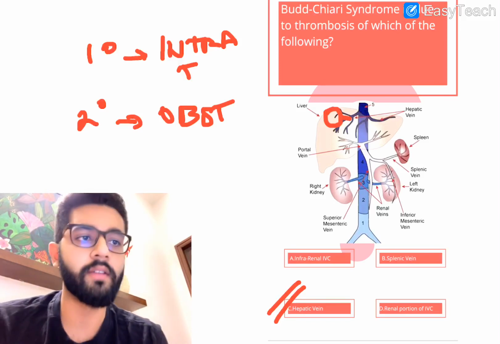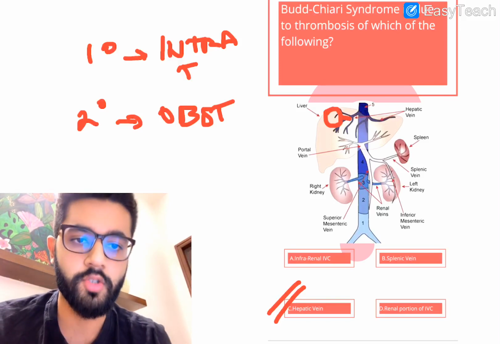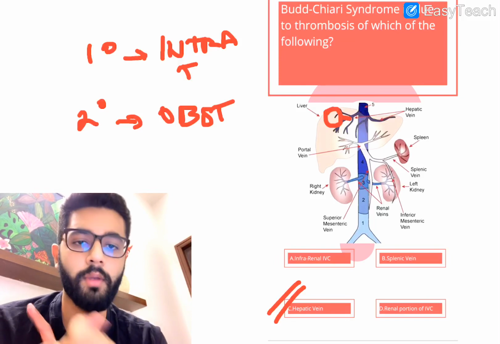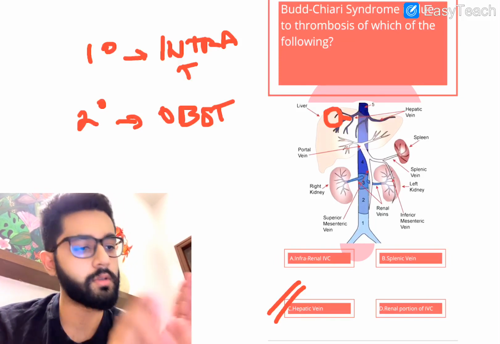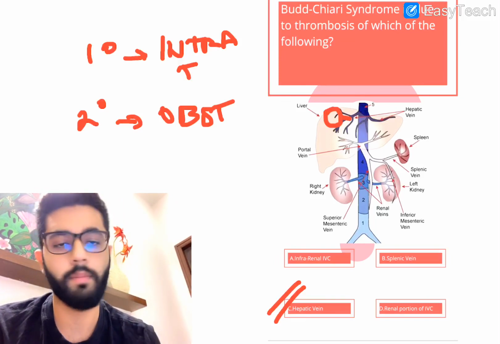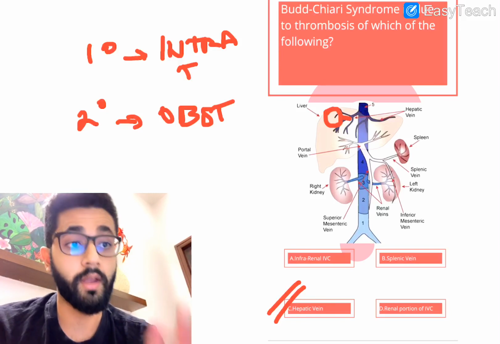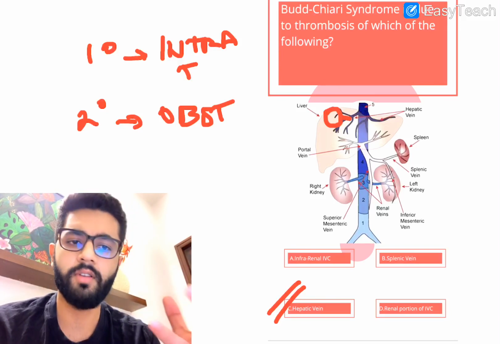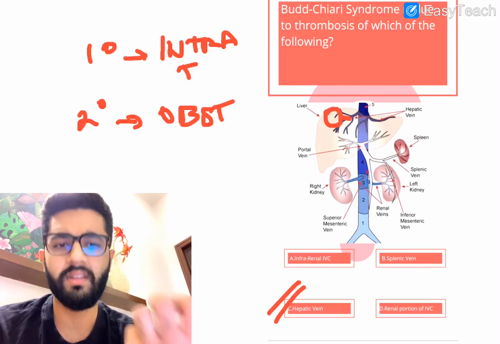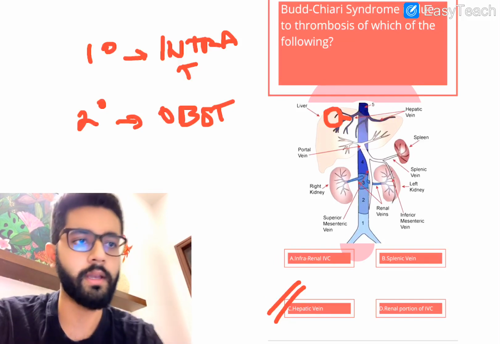Coming to the clinical features, the patient presents with abdominal distension, that is ascites, and upper abdominal pain. These are the most common presentations. On examination, you can find hepatomegaly, because the venous outflow is obstructed and there's congestion, so the liver automatically becomes big.